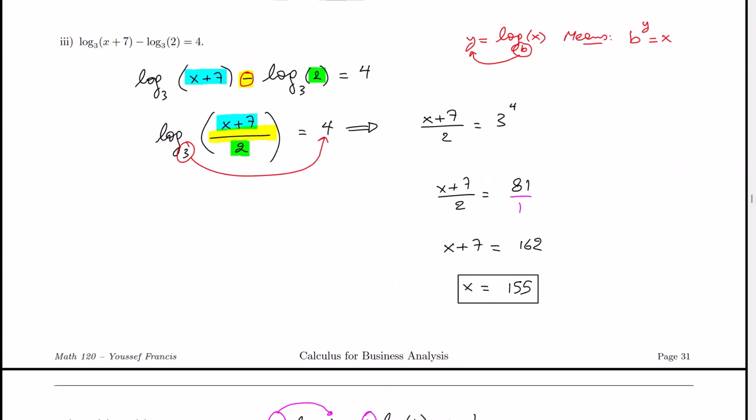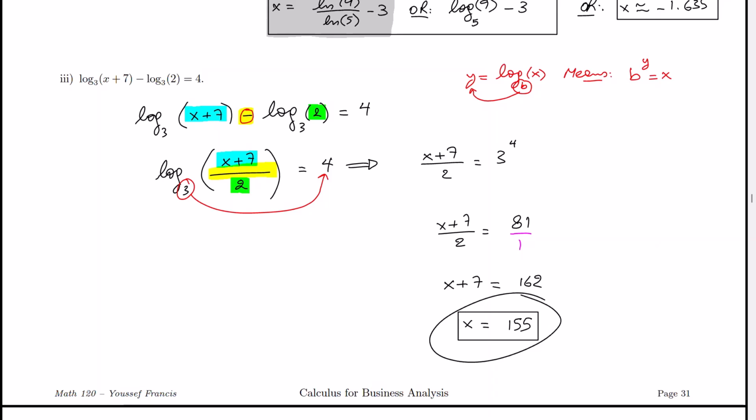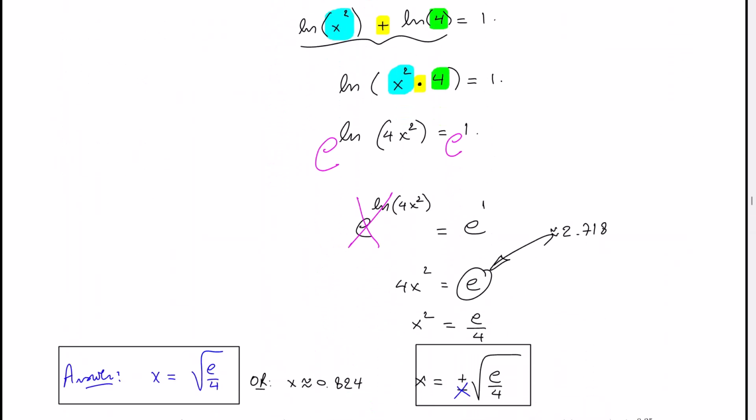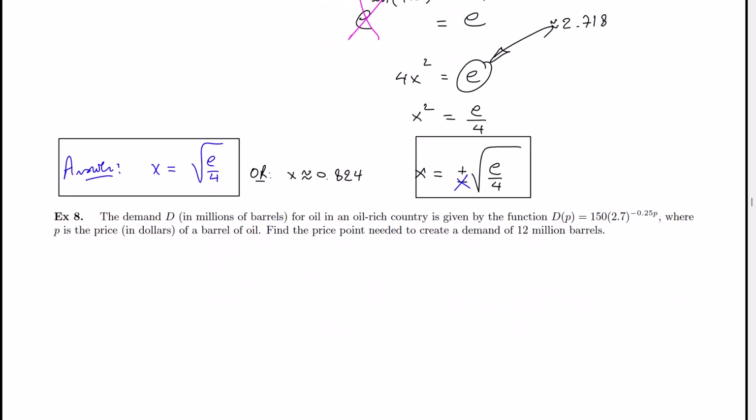For the previous one, I had 155, so that's why I did not need to put it in the calculator. I mean, it was pretty obvious, and we couldn't round it. But for this one, we already have 0.824, so I'll just put another box around it, and I will take off the box from the other one because it contains one of the extraneous answers.